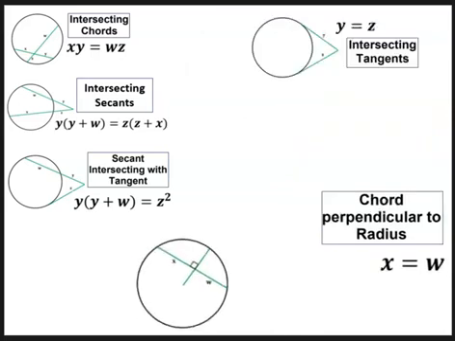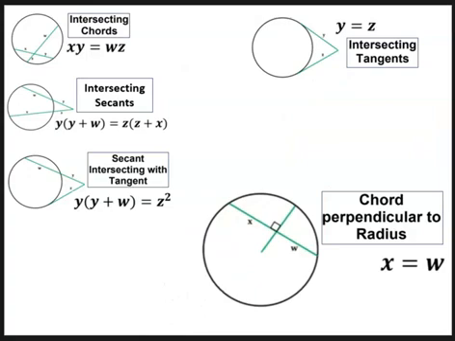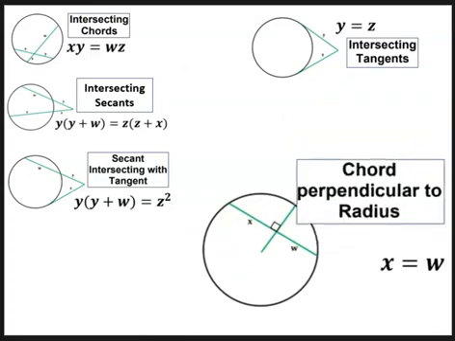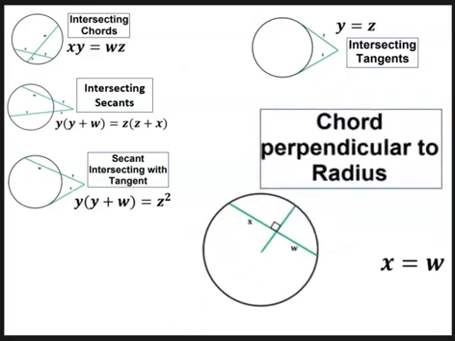The last diagram shows a chord intersecting a radius at a right angle. When this happens, the chord is bisected, making x and w equal to each other.